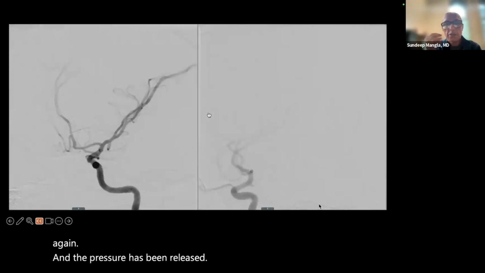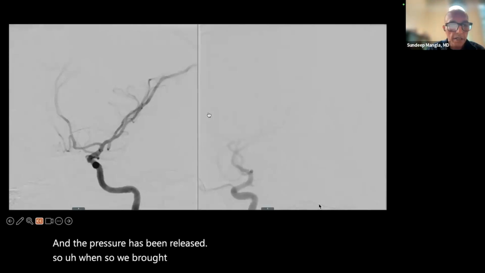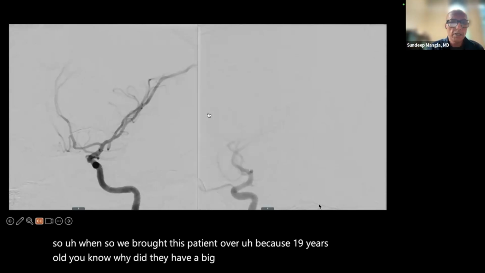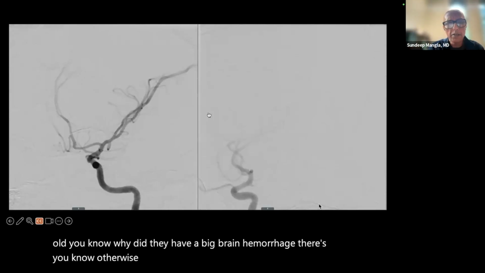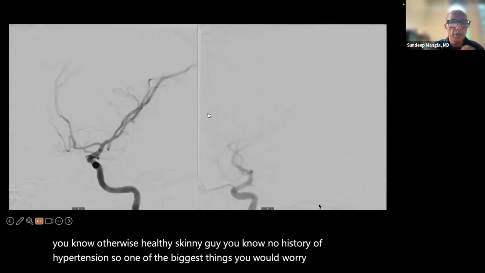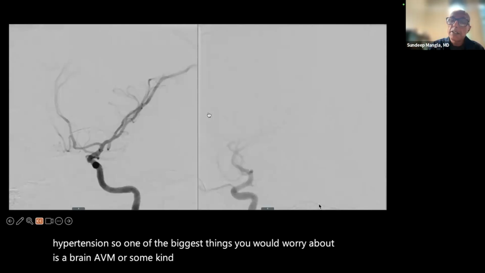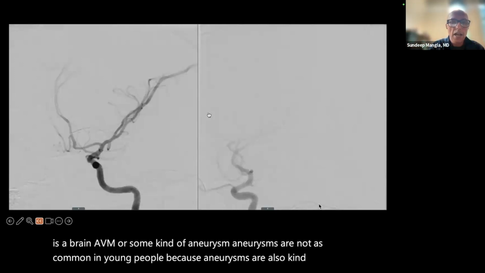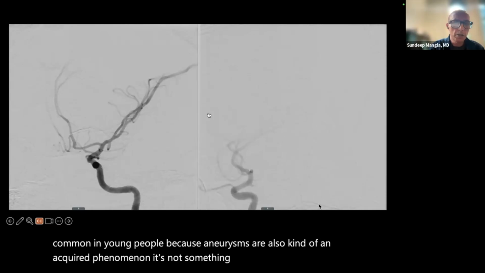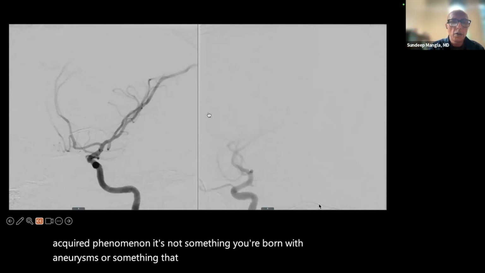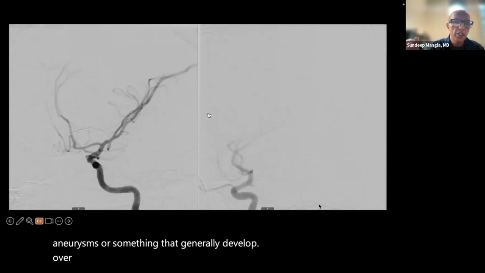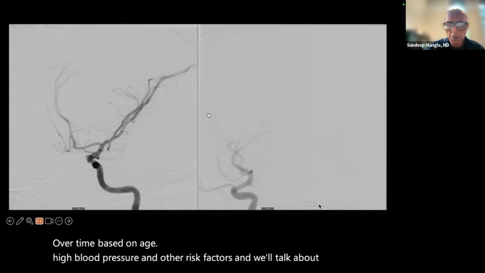So we brought this patient over because, 19 years old, why did they have a big brain hemorrhage? They're otherwise healthy, skinny guy, no history of hypertension. So one of the biggest things you would worry about is a brain AVM or some kind of aneurysm. Aneurysms are not as common in young people because aneurysms are also kind of an acquired phenomenon. It's not something you're born with. Aneurysms are something that generally develop over time based on age, high blood pressure, and other risk factors. And we'll talk about those briefly in a moment.